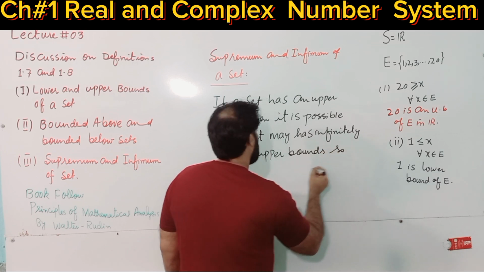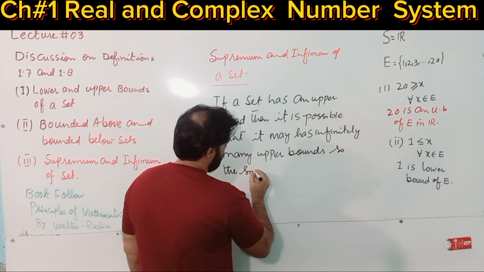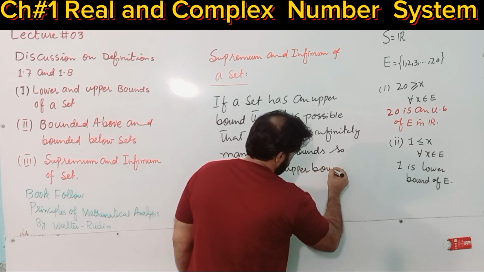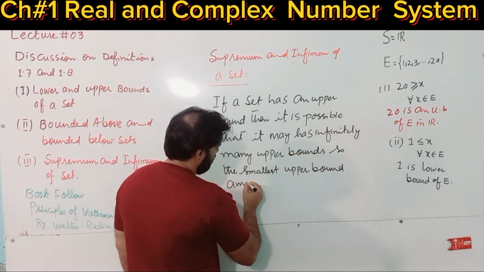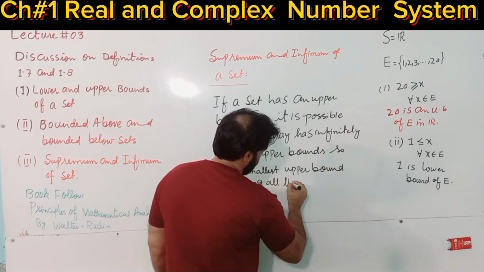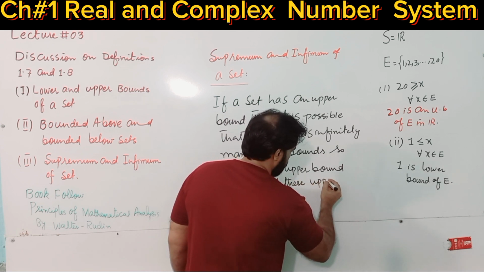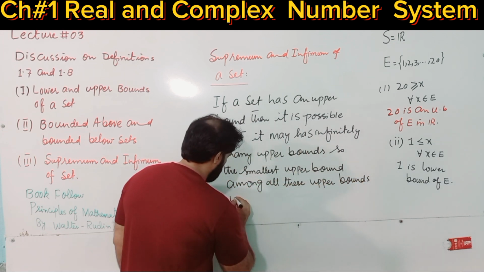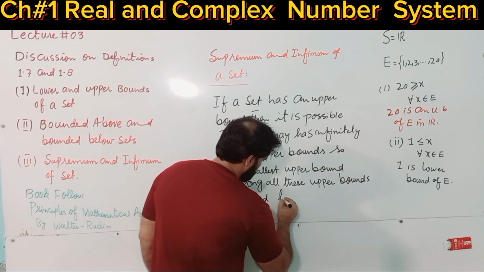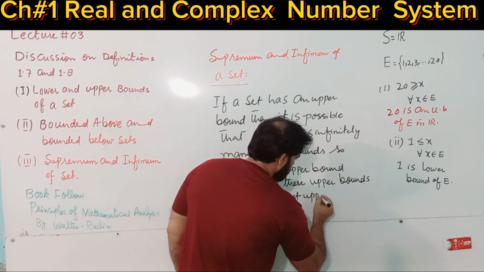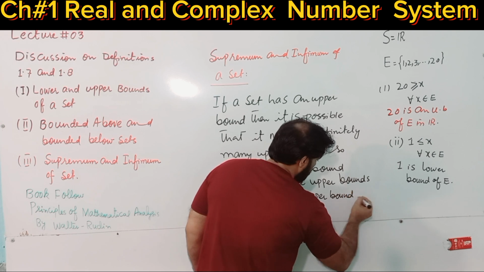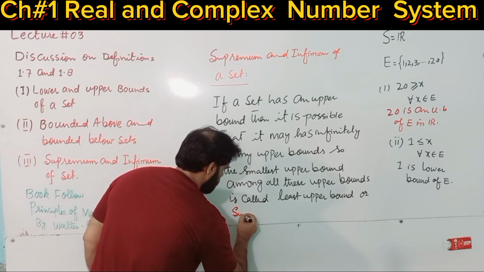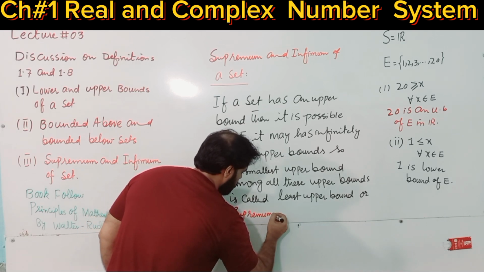So the smallest upper bound among all these upper bounds is called the least upper bound, or supremum of a set.